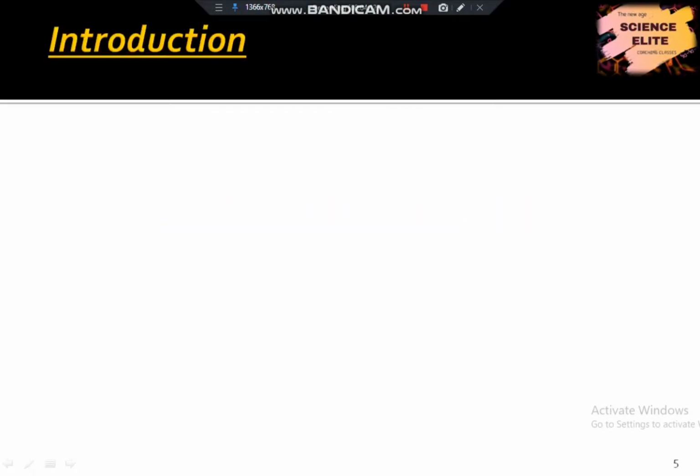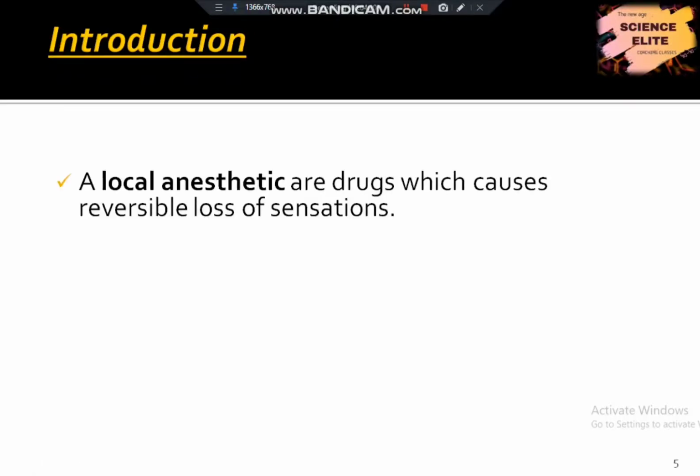Local anesthetic, what do you mean by the term local? Local basically means when it is restricted to a certain area. Local anesthetics are the drugs which cause reversible loss of sensation. That means the sensations are lost for some time, and after that they can be regained. And local means it is restricted to a certain area, that means your whole body will not be in the anesthetized condition. Only a certain part where the anesthetic has been given, only that part will be anesthetized. That's why this type of anesthesia is known as local anesthetic.